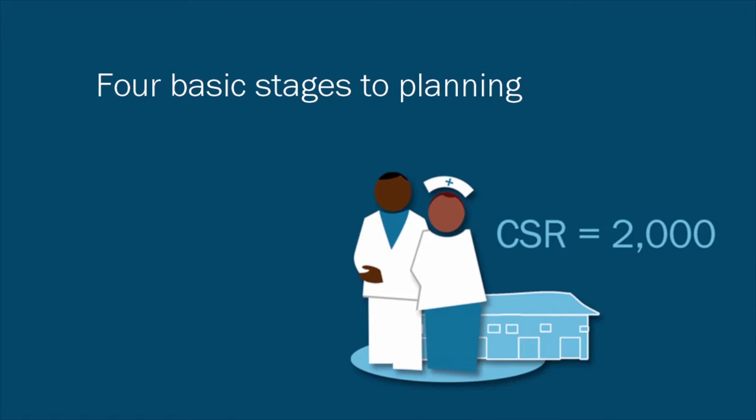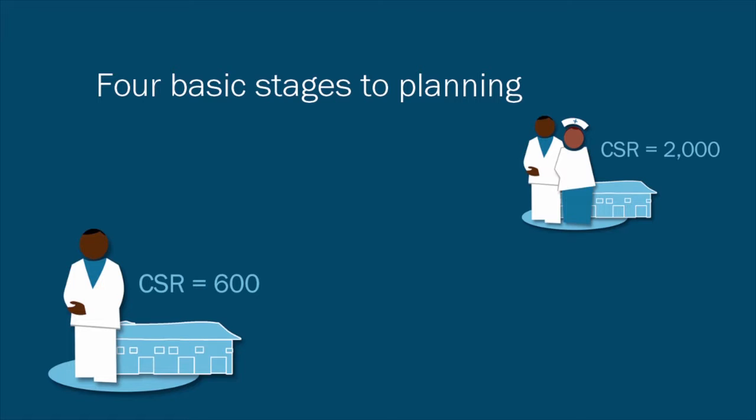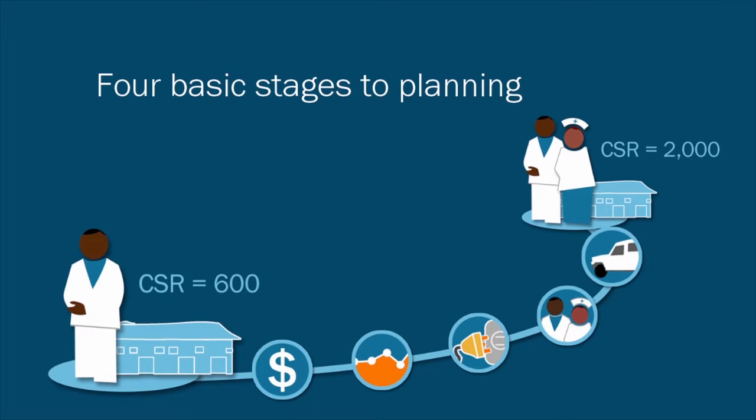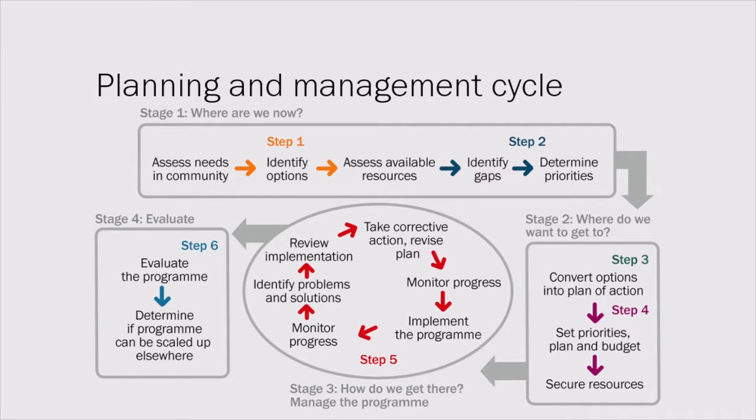In stage 3, we work out how to get from here to there. We do this by logically arranging activities and selecting the best methods to help us get to where we want to be. Finally, we carry out our plan effectively and with efficient use of resources. Success! To finish the presentation, we're going to look in more detail at the program planning and management cycle.